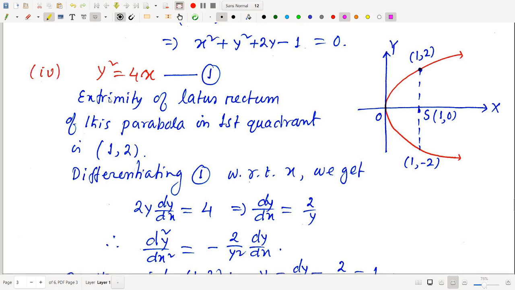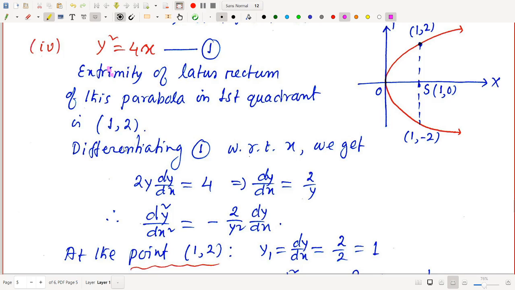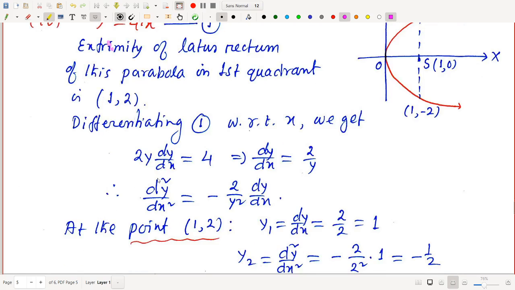Extremity of lateral rectum of this parabola in the first quadrant is (1, 2), because the length of the latus rectum of this parabola is 4a, meaning here 4, above is 2, below is 2, so the y coordinate will be 2. And the focus is (a, 0), meaning (1, 0), because a is 1 for this parabola. So (1, 2).